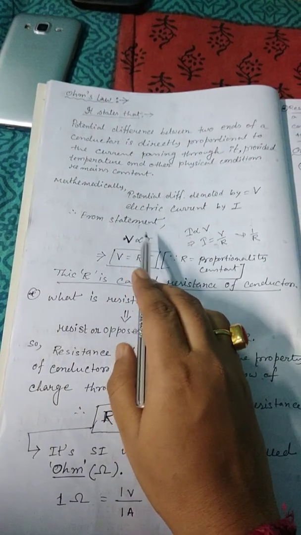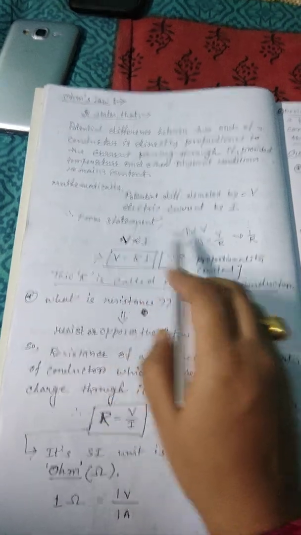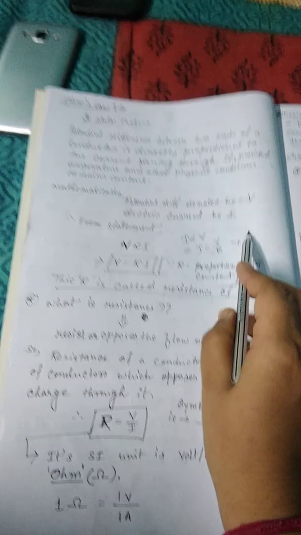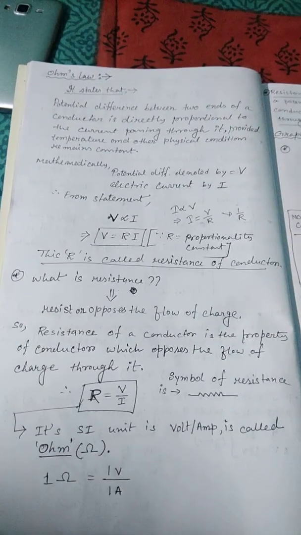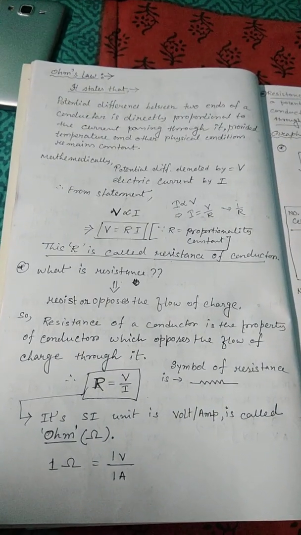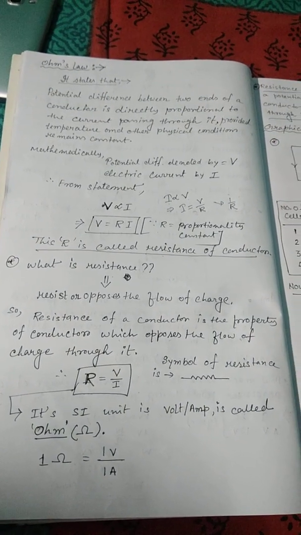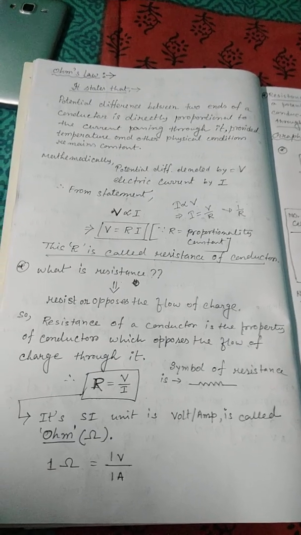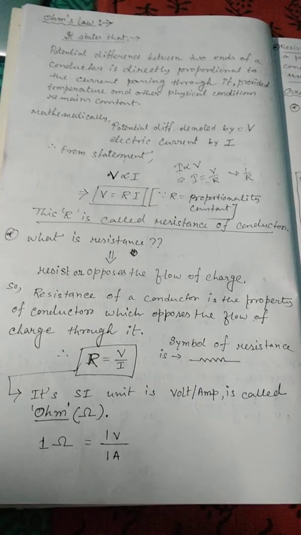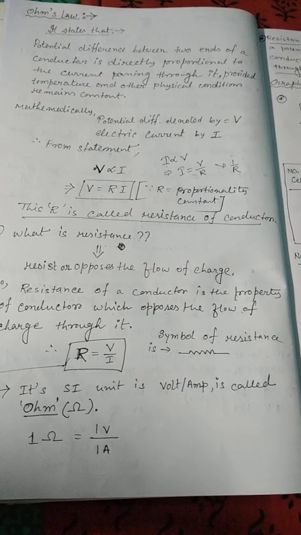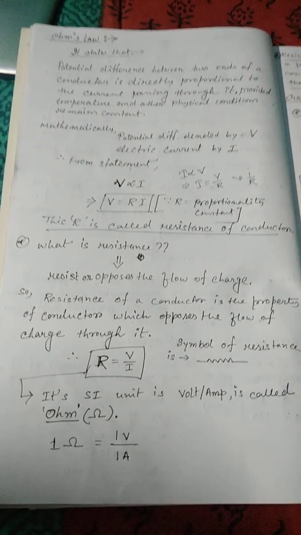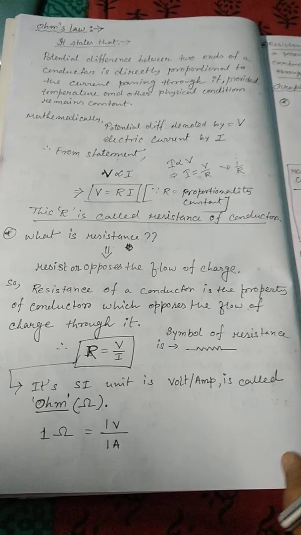If you write V proportional to I, then V equals R into I. If you write I proportional to V, then I equals V by R. Here the proportionality constant is 1 by R, and this 1 by R is called conductance. So from Ohm's law we get another new term called resistance. Resistance means resisting the flow of charge. It is a hindrance property of the conductor, and every conductor has a resistance.